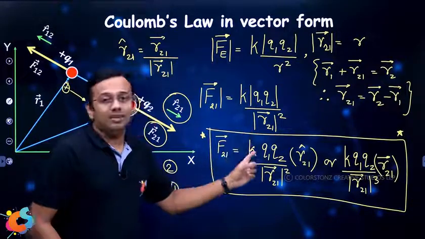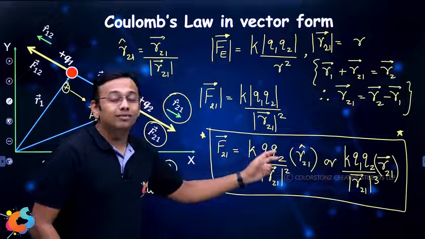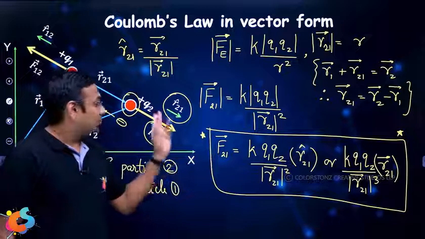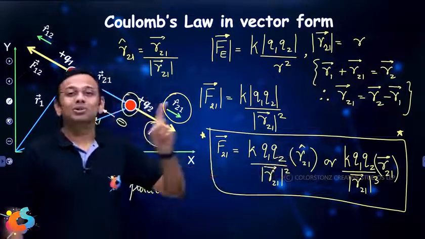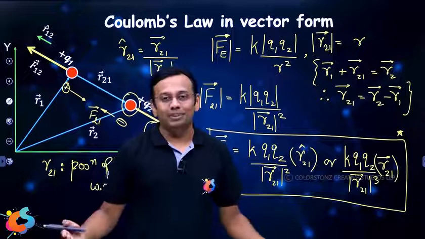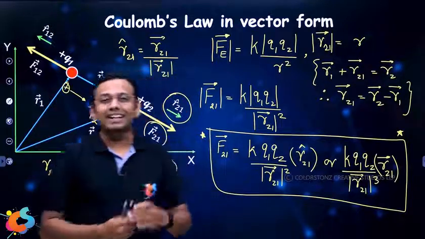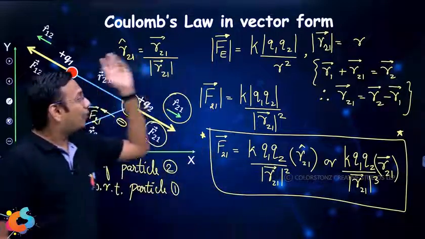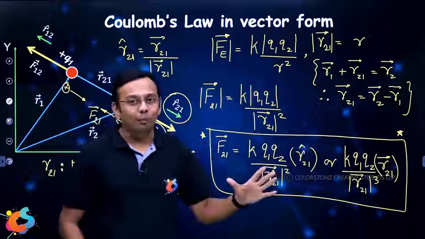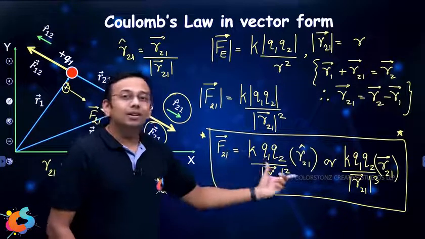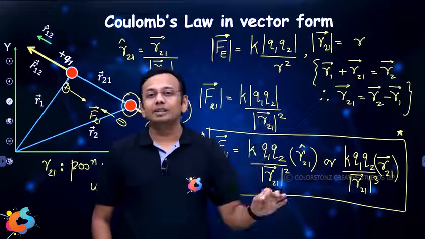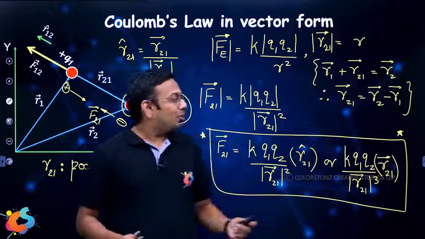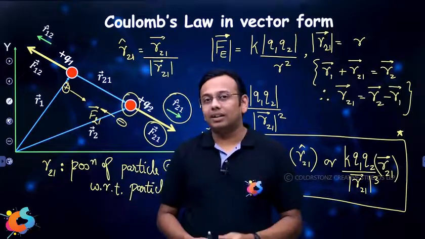If I have unlike charges, then one is positive, other is negative, the product is negative, and therefore we'll get minus R21 cap. So it is showing that the force is in opposite direction of the position vector. So all the things are getting included here in this one single expression. And that is the advantage of writing the Coulomb's law in vector form. The magnitude, direction, attraction, repulsion, every concept, every detail is included here itself. All right. So this is how we write Coulomb's law in vector form.